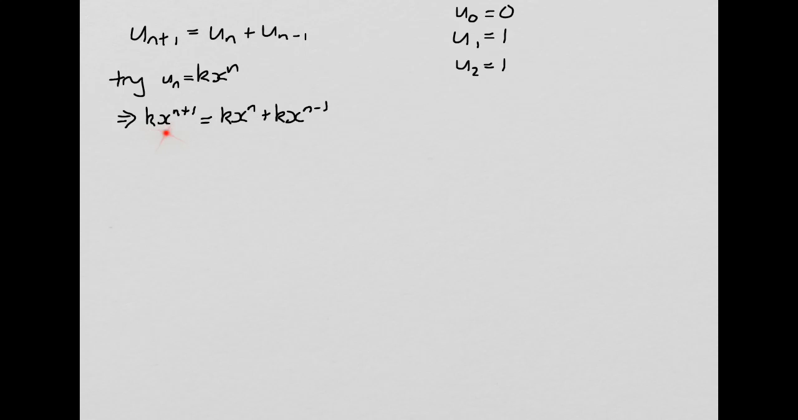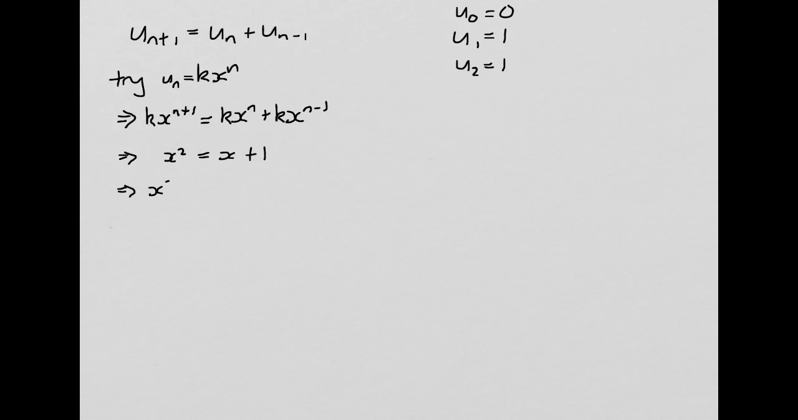Now if we look at this, every single term has got a k, so we could divide through by k if k is non-zero. And looking at the powers of x, the smallest power of x is this one here, and so if I divide through by x to the power of n minus 1, each and every single term, I'll be left with x squared is equal to x add on 1.